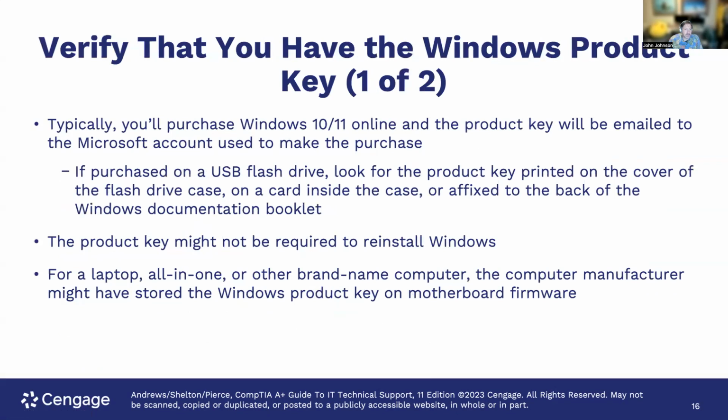So typically you'll purchase Windows 10 or 11 online. The product key will be emailed to the Microsoft account used to make the purchase. If you purchased a USB flash drive, look for the product key printed on the cover of the flash drive case, on a card inside the case, or affixed to the back of the Windows documentation booklet. The product key might not be required to reinstall Windows. That's kind of iffy, so if you have it, always keep a copy of it. Take a picture of it on your phone, whatever you need to do, but it may not be required if you have to reinstall Windows.